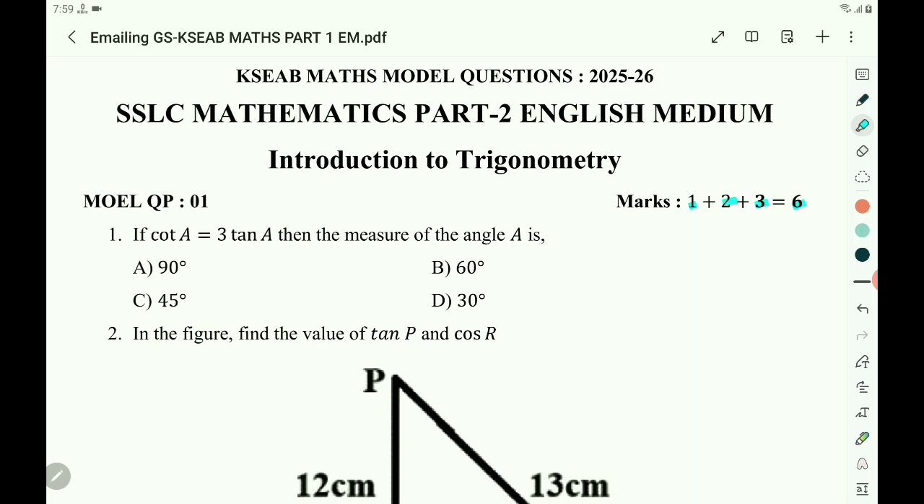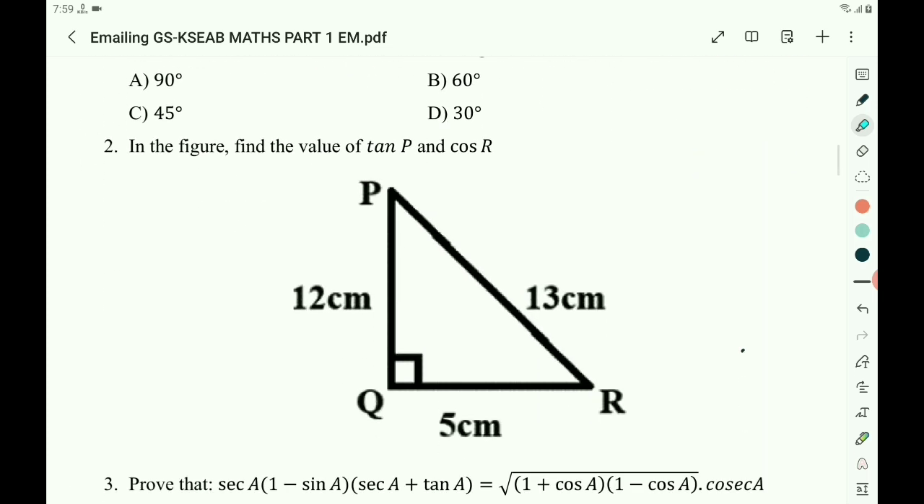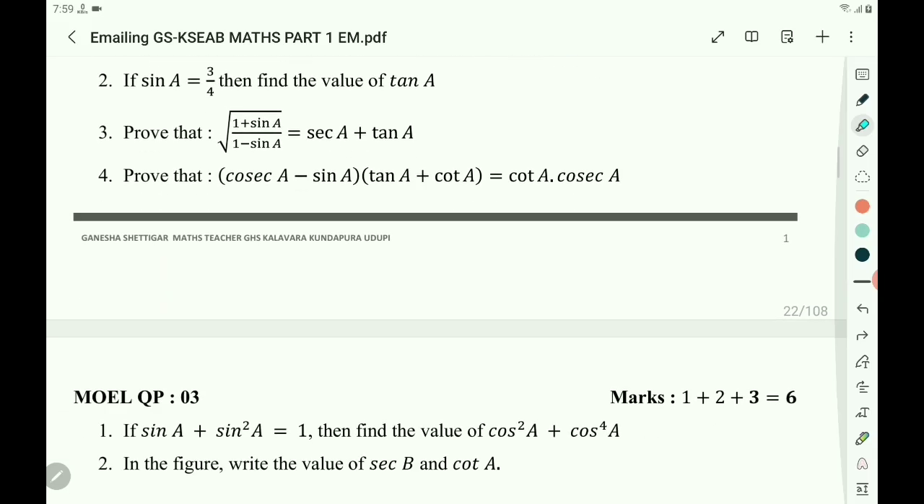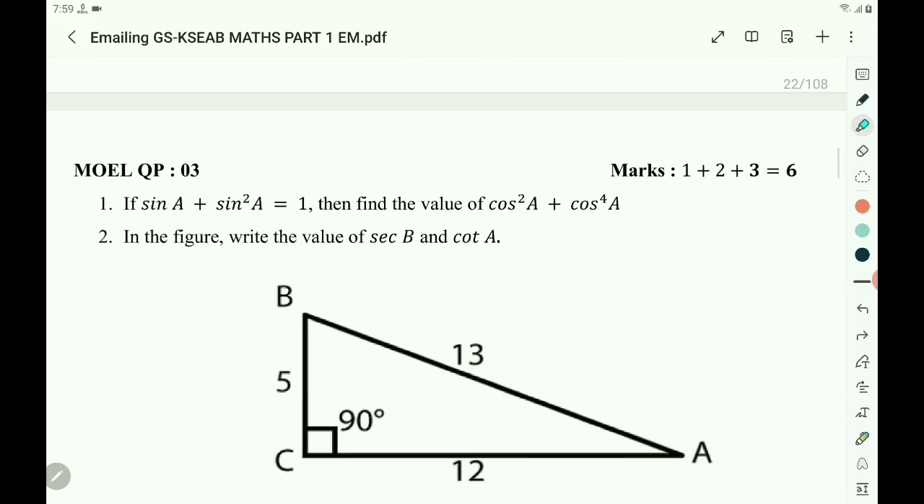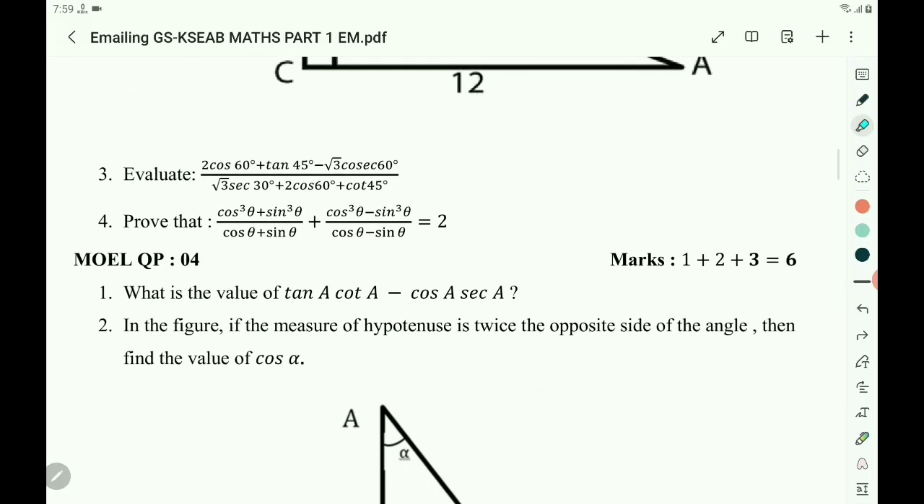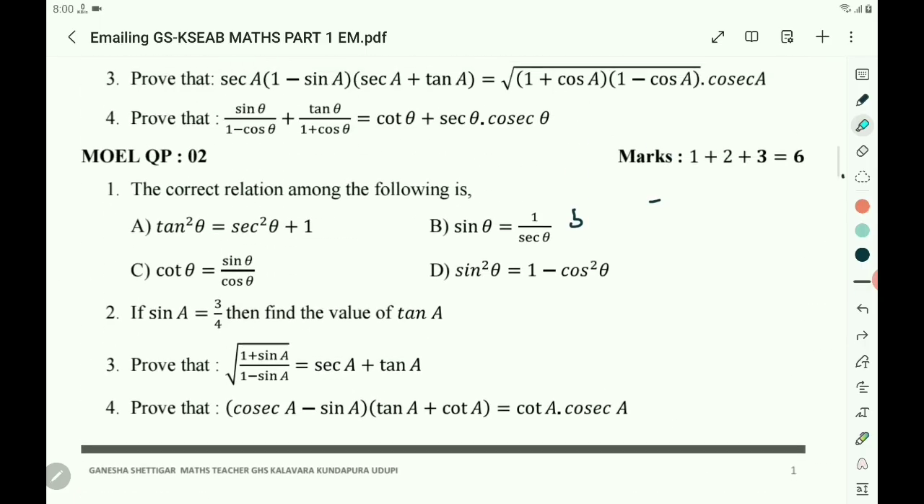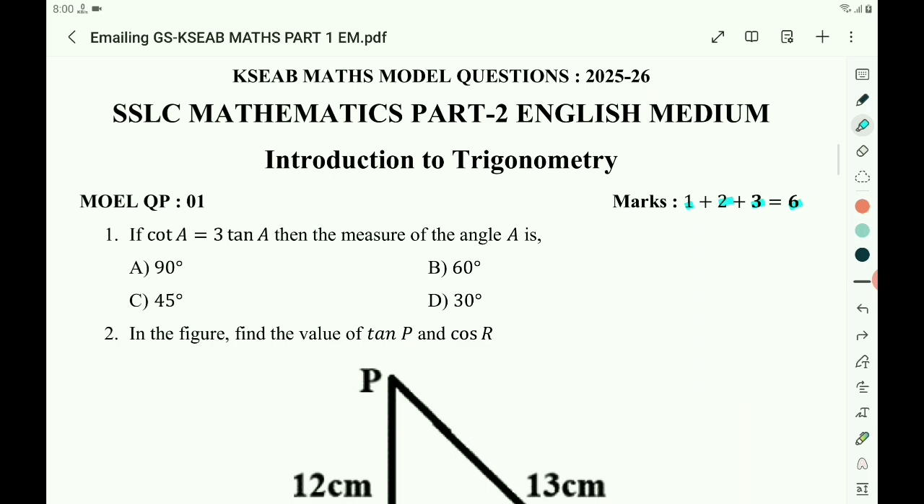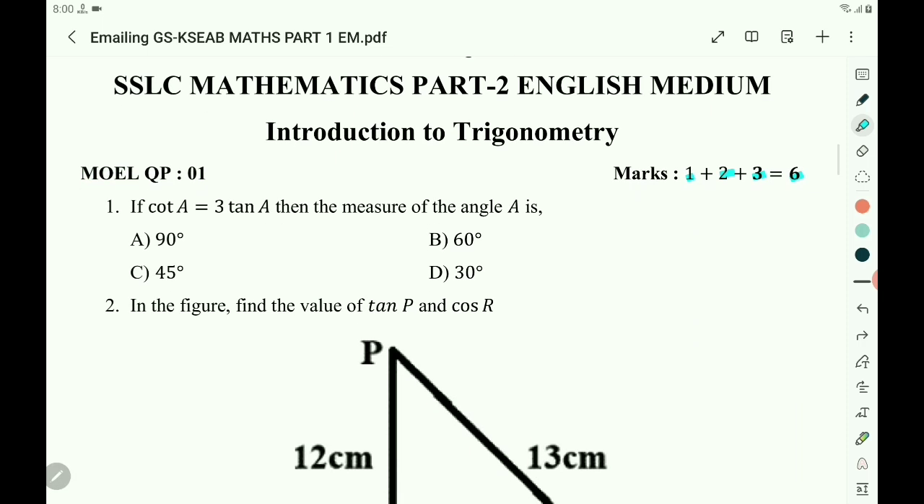In model question paper 1, totally 3 questions of 6 marks. In model question paper 2 also 3 questions of 6 marks. And in model question paper 3 also 3 questions, total of 6 marks. And in model question paper 4 also there are 3 questions, totally 6 marks. Now let us solve the questions from each question paper. Now you take model question paper 1, the first model question paper.